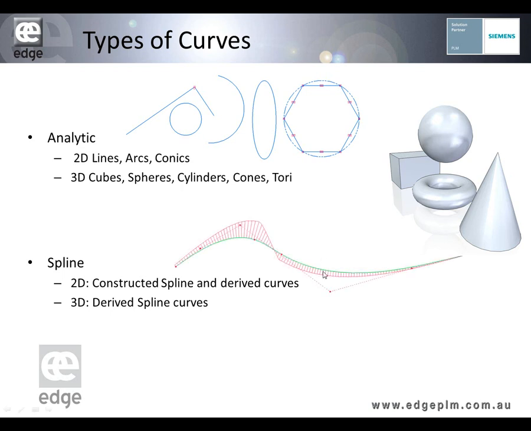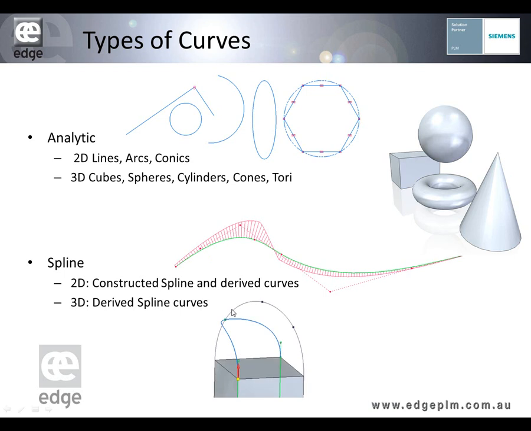The spline area we mentioned a little earlier is where we have continuously changing curves, and we have a number of tools to create and edit those. And there's two types. We're looking at an example here of a 2D constructed spline, and we can have derived curves, which are derived from edges. So we might have a number of splines and edges. We also have 3D derived spline curves.